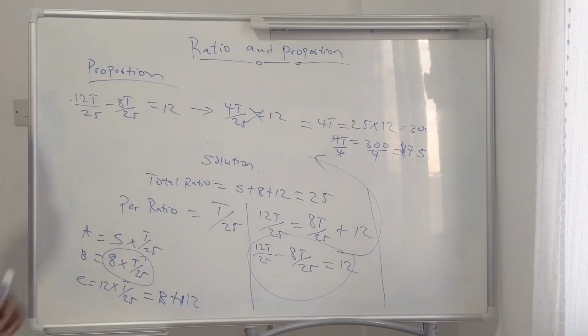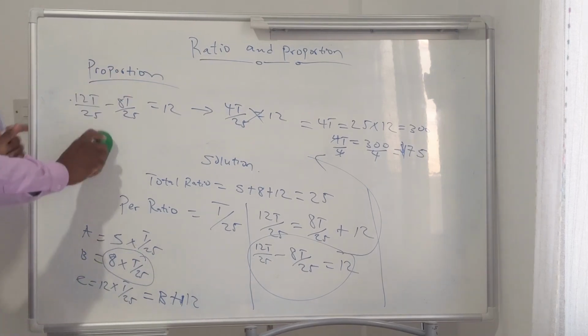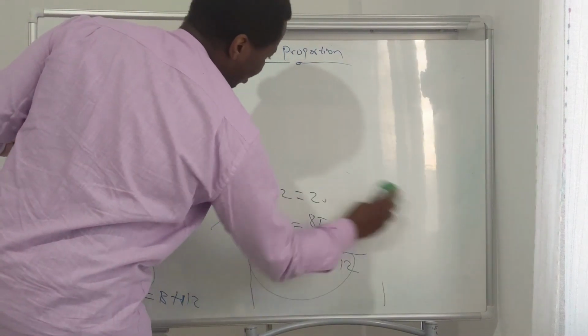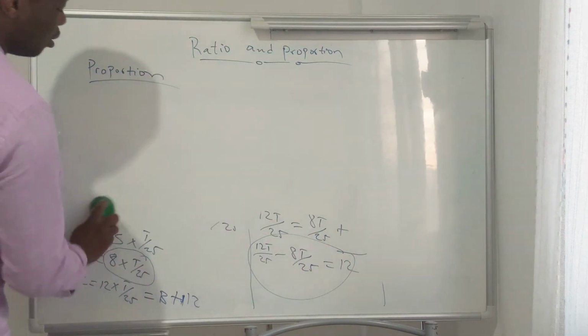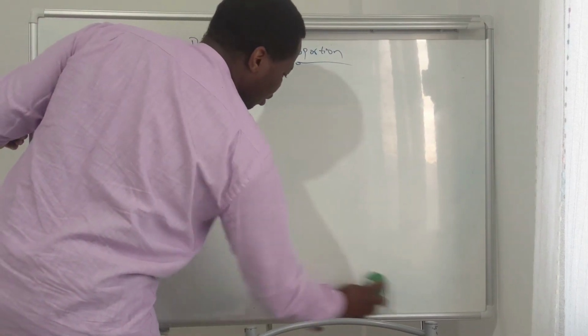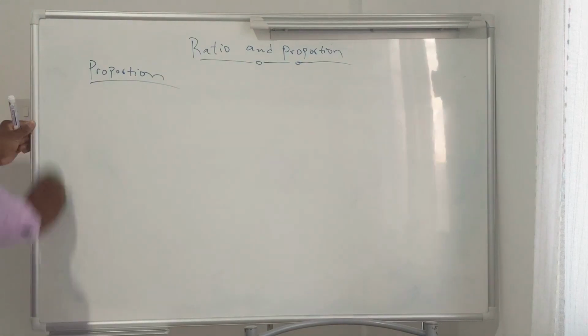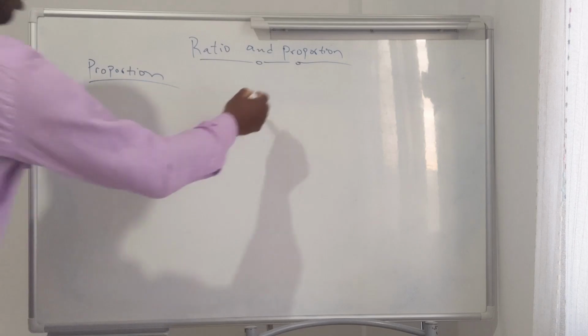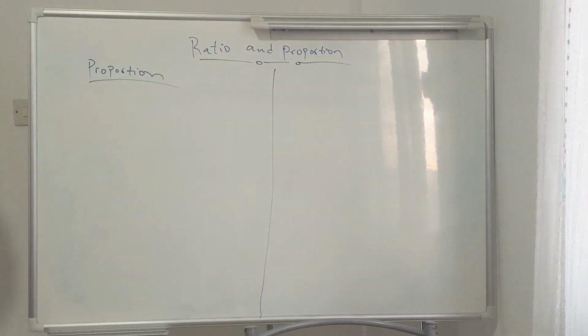Now we're going to go to the very last example for this tutorial. I hope we are getting it and we are understanding this, because it's very important we understand it. This last example, I'll need to share the board so that we'll be able to understand it much better. So let's divide the board now.